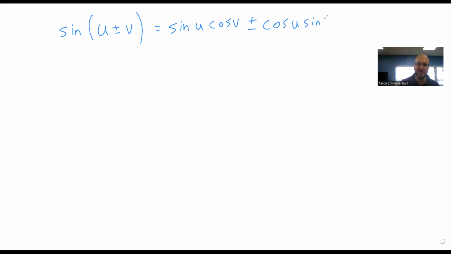I cannot just split these up and do them separately. This is the identity. I'm not going to make you learn the proof. You just have to learn the identity and use it correctly.